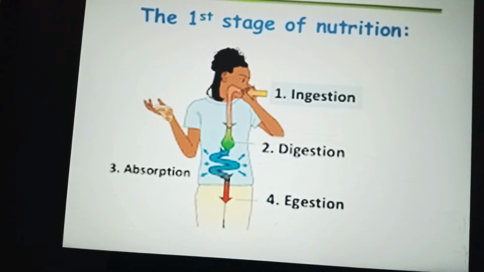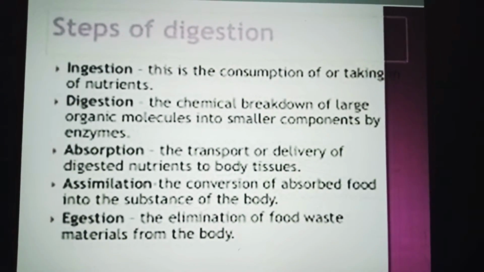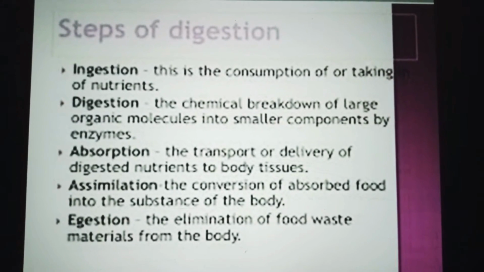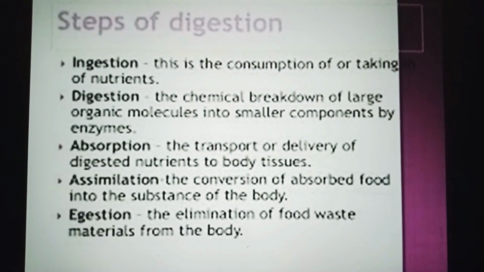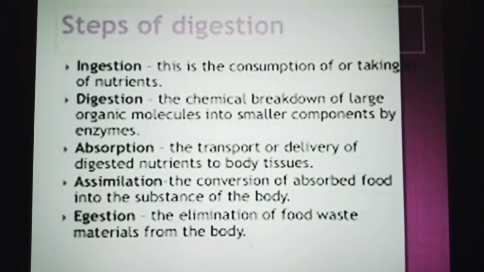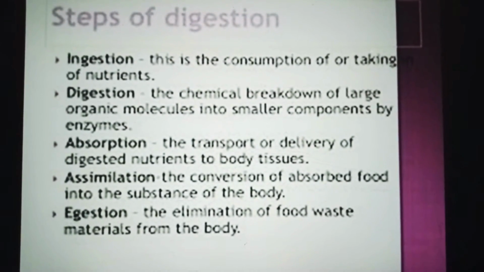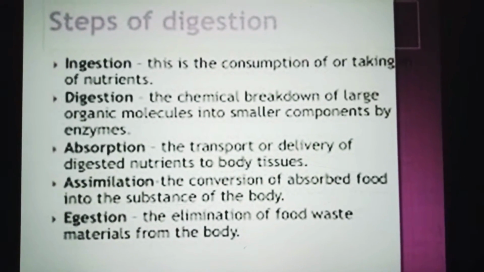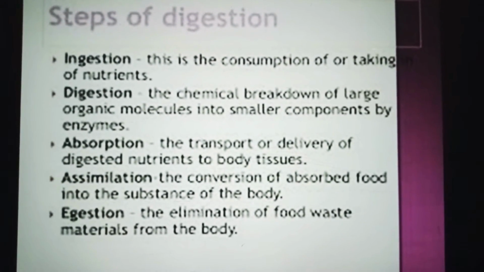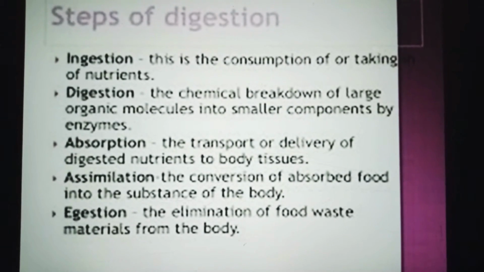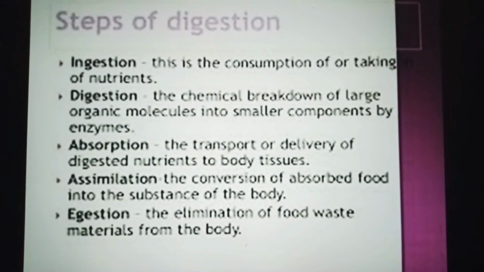defecation. In simple words, the nutrition in humans comprises the following steps. First one is ingestion, the consumption or taking of nutrients. Digestion, the chemical breakdown of large organic molecules into smaller components by enzymes. Absorption, the transport or delivery of digested nutrients to the body tissues. Assimilation, the conversion of absorbed food into the substances of the body. Last one is egestion, the elimination of food waste materials from the body, also called defecation.